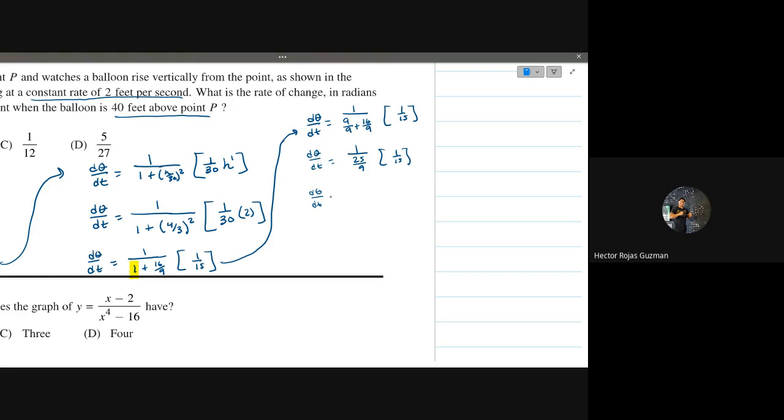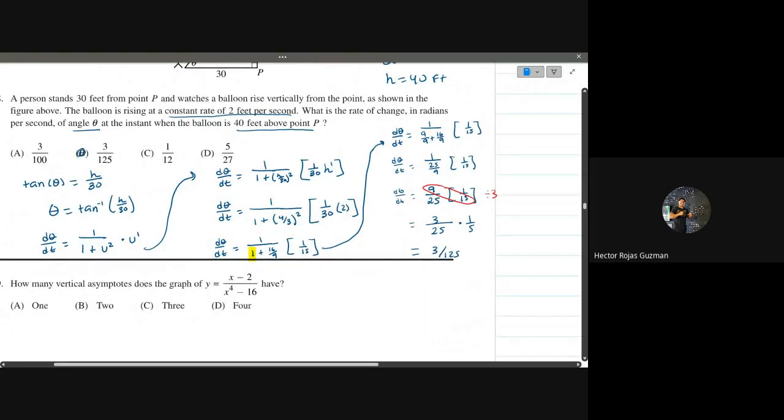To fix this fraction, we're going to take the 1 and multiply by the reciprocal. So that's going to give us 9 over 25. The 9 and the 15 can be reduced by 3. So that's going to be 3 over 25 times 1 over 5, which gives us 3 over 125. Let's see if this is here. Oh, yes, it is. Man, what a problem. This one was tough.